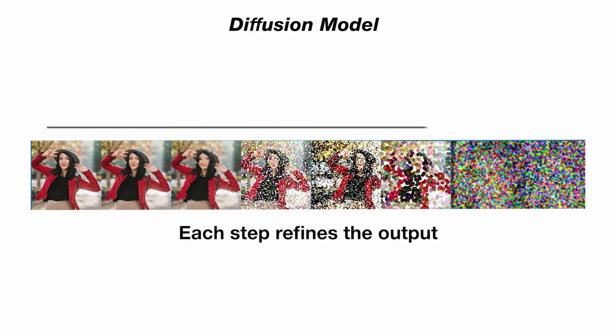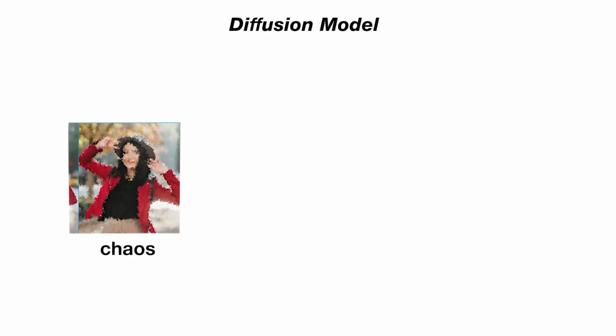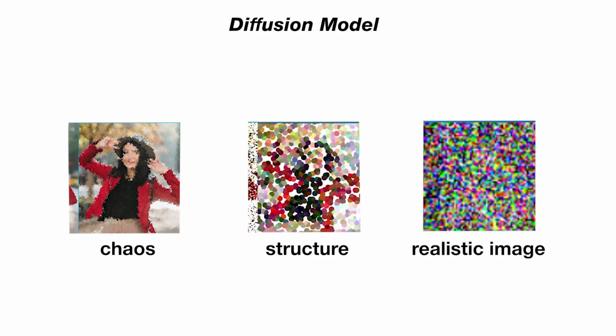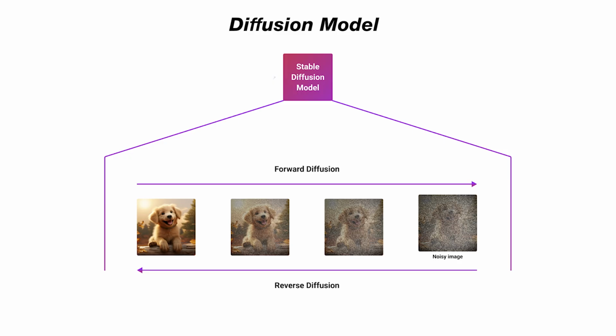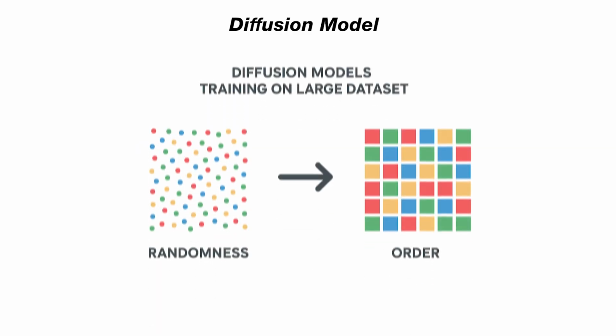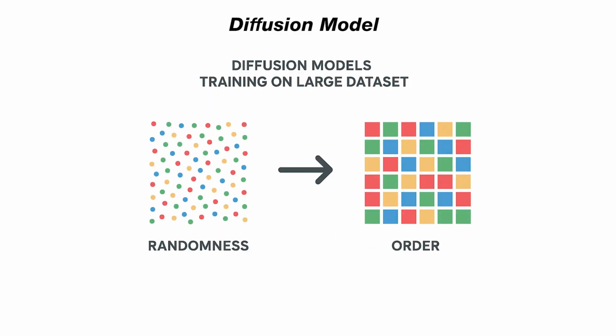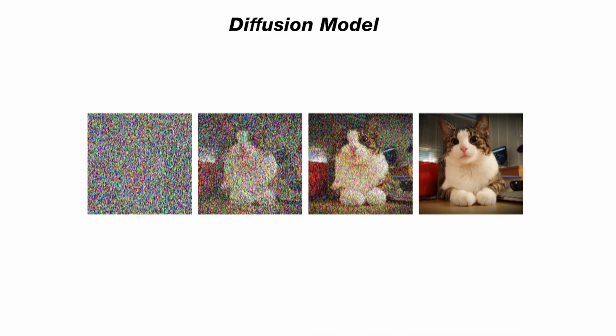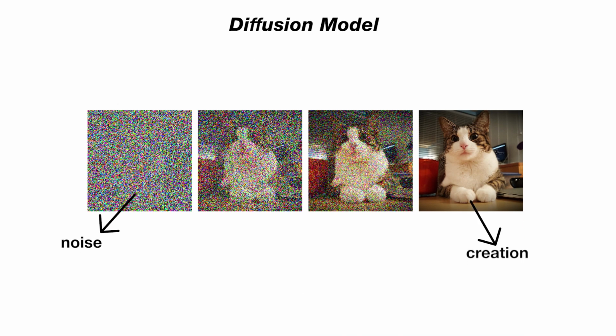Each step refines the output, moving from chaos to structure until a coherent, realistic image emerges. This stepwise approach allows the model to learn patterns, textures, and details without directly memorizing examples. By training on large data sets, it understands how data evolves from randomness to order. In essence, diffusion models turn noise into creation.